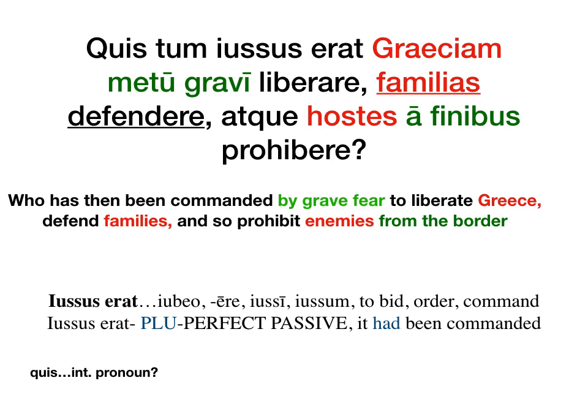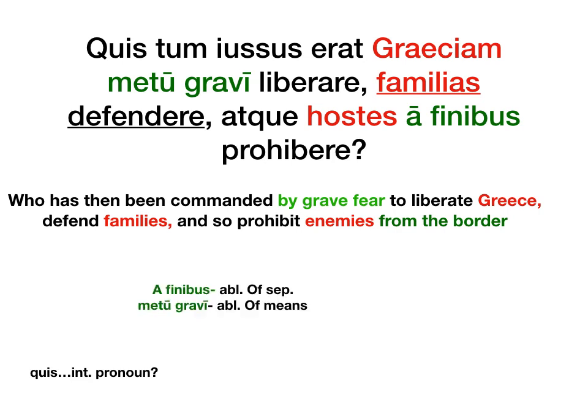So yeah, they do pack a lot of grammatical stuff into this one sentence. A finibus at the end is an ablative of separation: to prohibit enemies, a direct object, from the borders, an ablative of separation, whereas metu gravi earlier was the ablative of means. And as you can see in the three separate parts, well, not totally separate, but dependent clause parts of this question, we have three separate direct objects. So initially it's liberate Greece, then it's defend families, and then it's prohibit enemies. And they're all complementing the initial verb, which is had been commanded, iussus erat. So yeah, it's a good sentence.